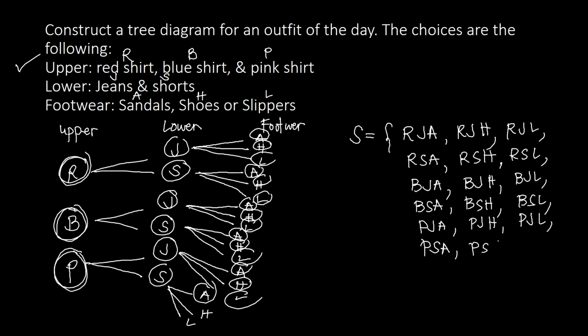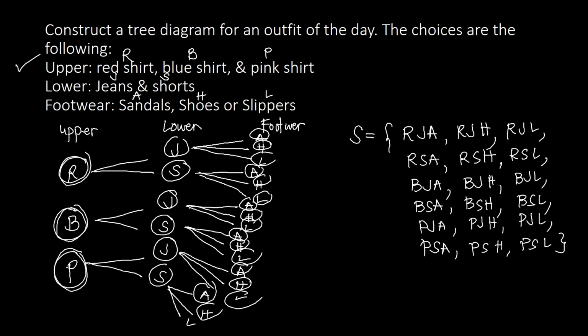And then we have our H, PS, and L. So there you go. That's the last one. So a total of 1, 2, 3, 4, 5, 6, 7, 8, 9, 10, 11, 12, 13, 14, 15, 16, 17, 18 possible outcomes.